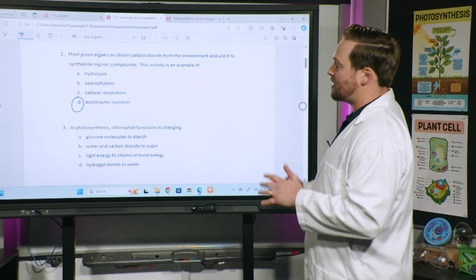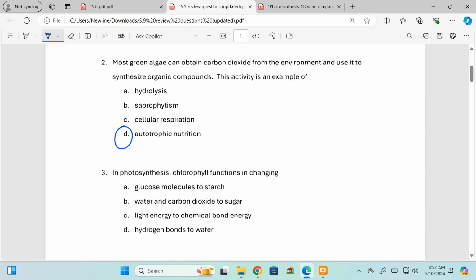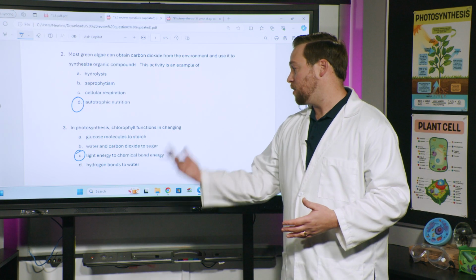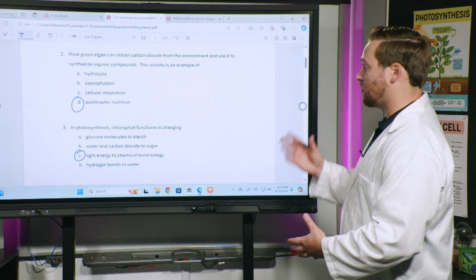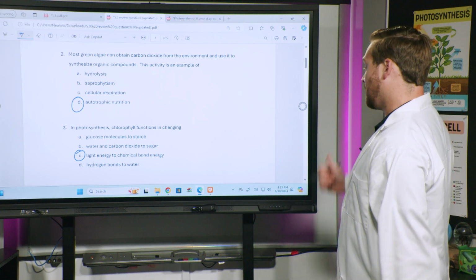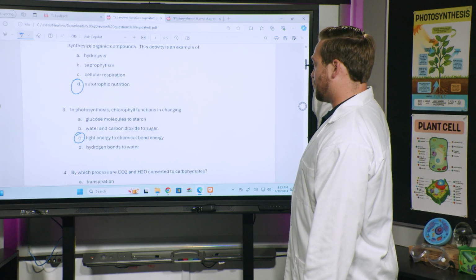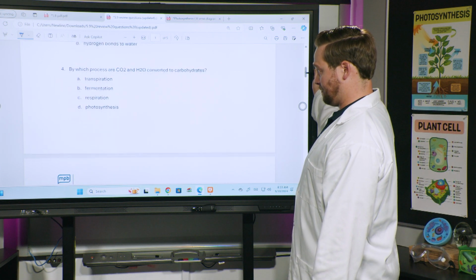Number 3 here says, in photosynthesis, chlorophyll functions in changing. What is it changing? Well, remember that chlorophyll is going to absorb the energy from sunlight and use it to do something. So I think letter C is our best option. Again, it absorbs that energy from the sun and turns it into bonds, that energy in between the bonds, okay? So light energy to chemical bond energy. That's what chlorophyll does. Okay, great, couple more.